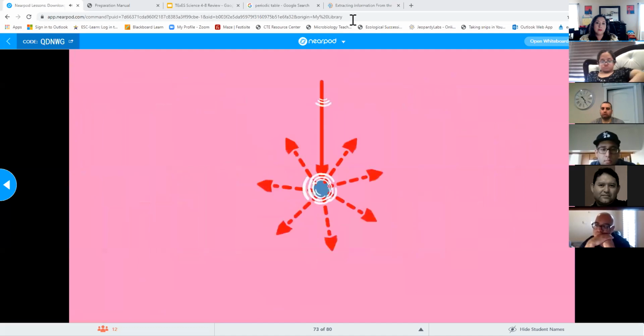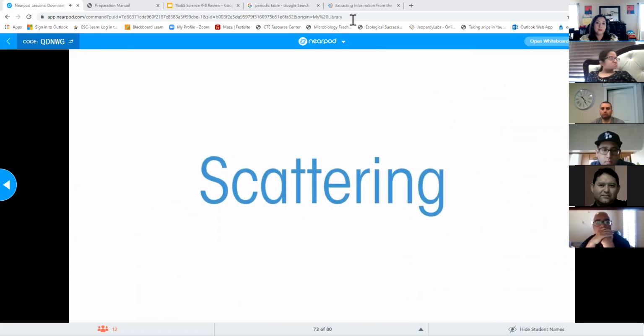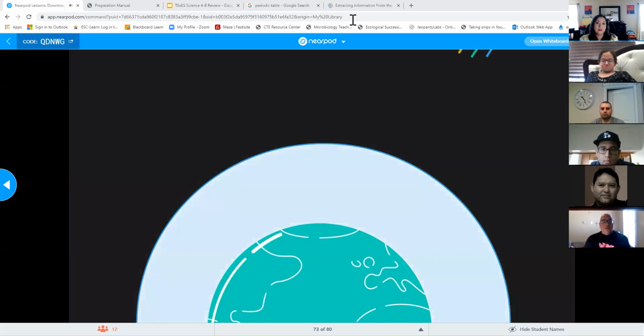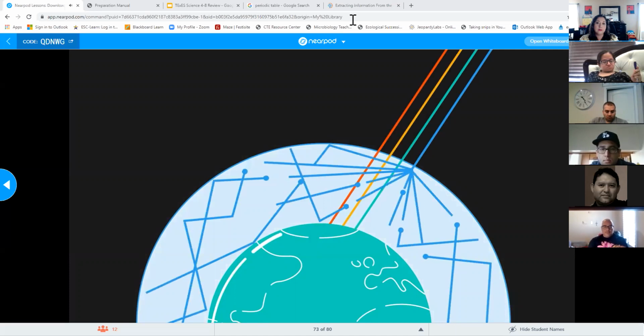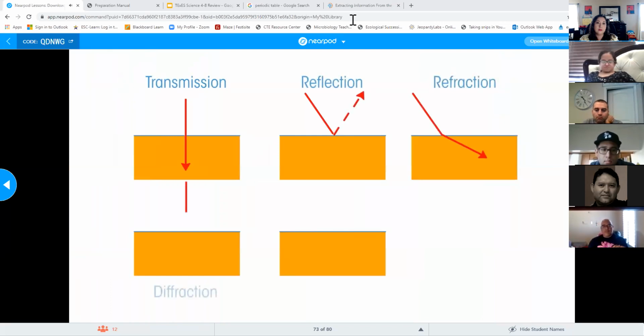Sometimes waves depart from the expected path and spread out in multiple directions. This is known as scattering. We have scattering to thank for making the sky appear to be blue. The white light coming from the sun hits the molecules in our atmosphere, which causes the shorter blue wavelengths to scatter out in all directions. So waves behave in a variety of ways, depending upon what material they hit.